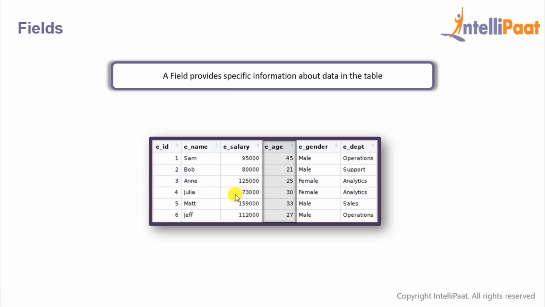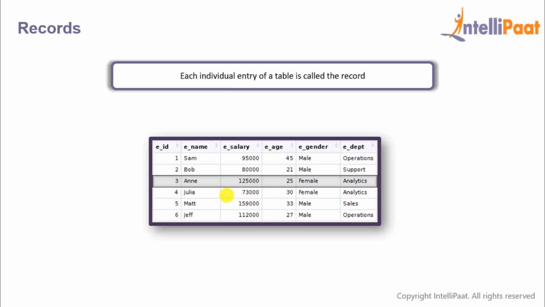Similarly, we have this e-age field which provides information about the age of different employees. And a record is basically each individual entry that exists in the table. So a record gives you complete information of one single entity. For example, if we take this record over here, this would give us complete information of this particular employee. So this was all about tables.